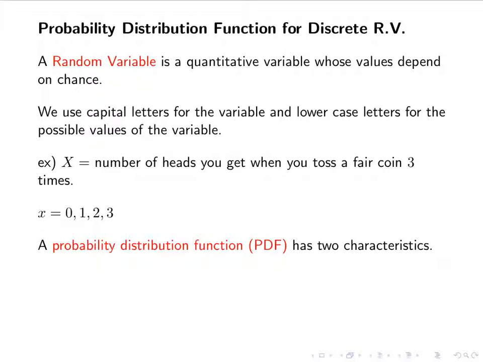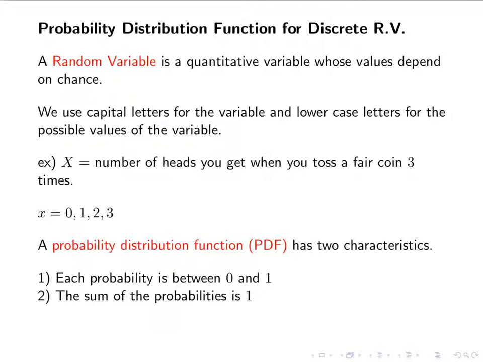A probability distribution function, typically known as a PDF, has 2 characteristics. 1, each probability is between 0 and 1. So for example, the probability that you get 0 heads is such and such. The probability you get 1 head is such and such. And all of these numbers have to be between 0 and 1. And the sum of all the probabilities must be 1.